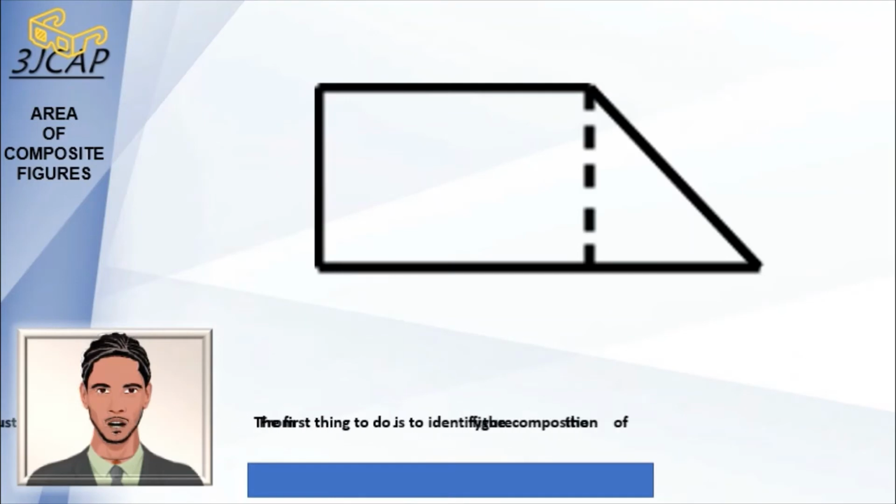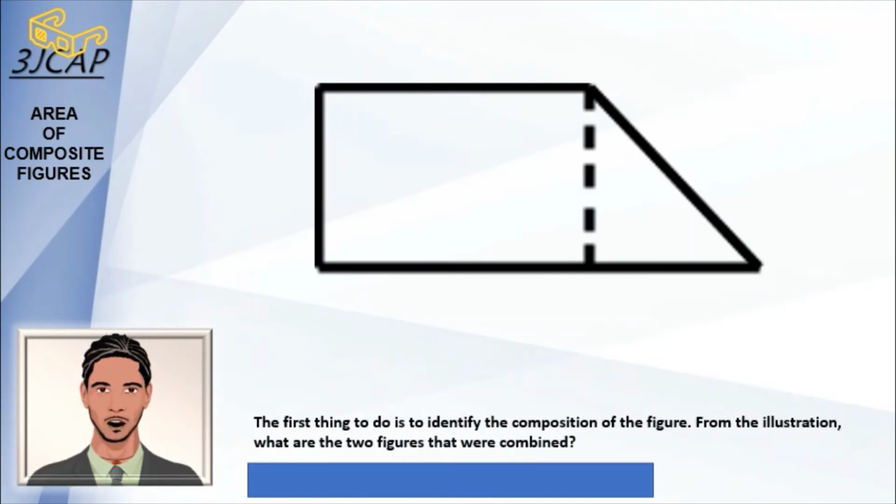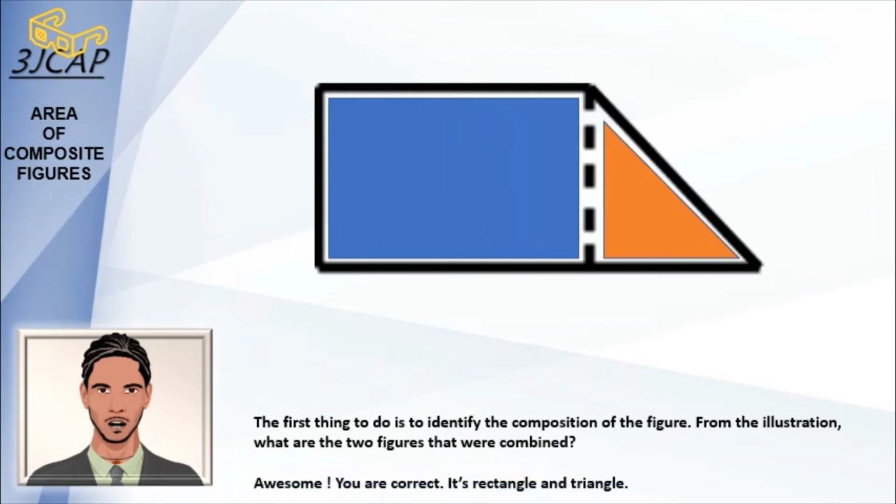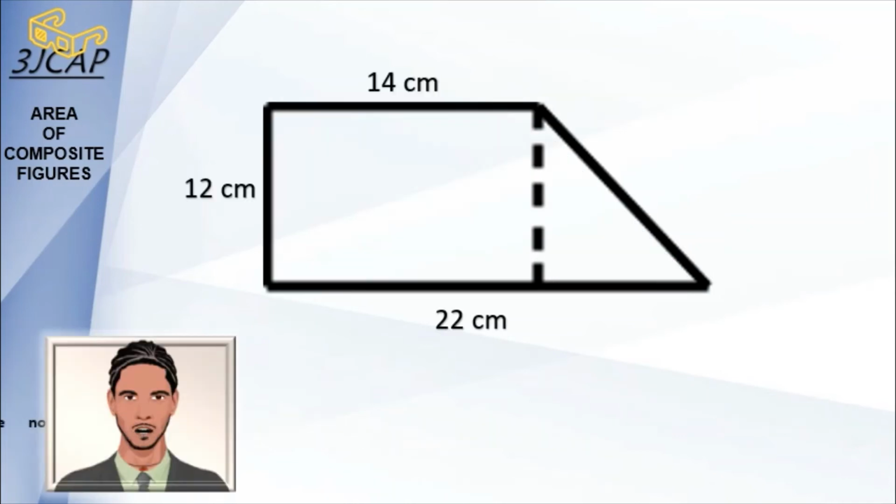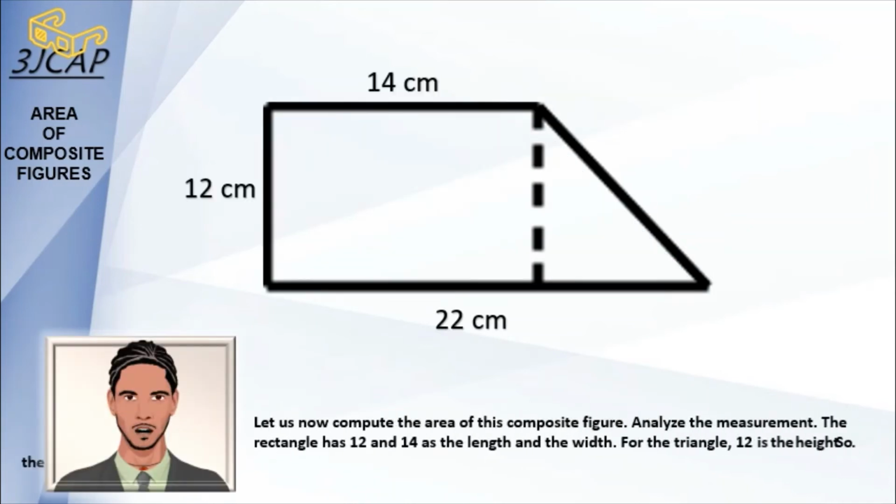The first thing to do is to identify the composition of the figure. From the illustration, what are the two figures that were combined? Awesome, you are correct. It's rectangle and triangle. Let us now compute the area of this composite figure.